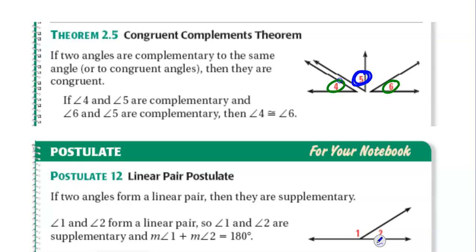And again, we know 4 and 5 add up to 90. So if we subtract whatever angle 5 is from 90, we find what angle 4 is. It would be a number. If we know 6 and 5 are complementary, they add up to 90, and we still subtract 5. We're going to get the same number for angle 6 that we got for angle 4. So that is the congruent complements theorem.